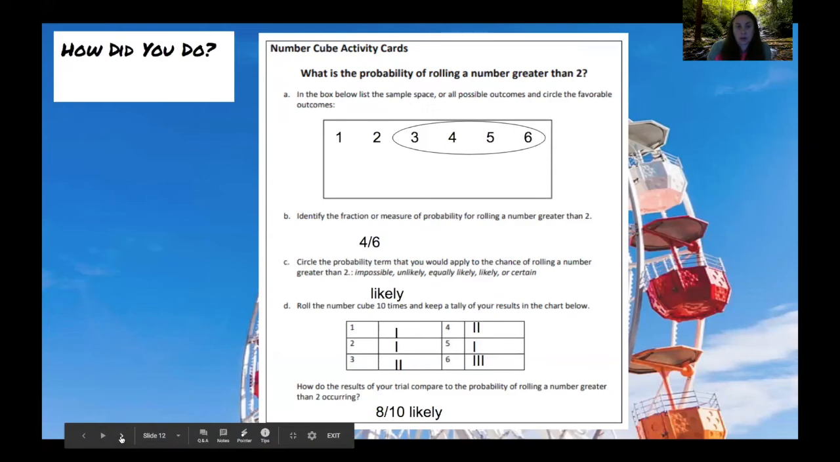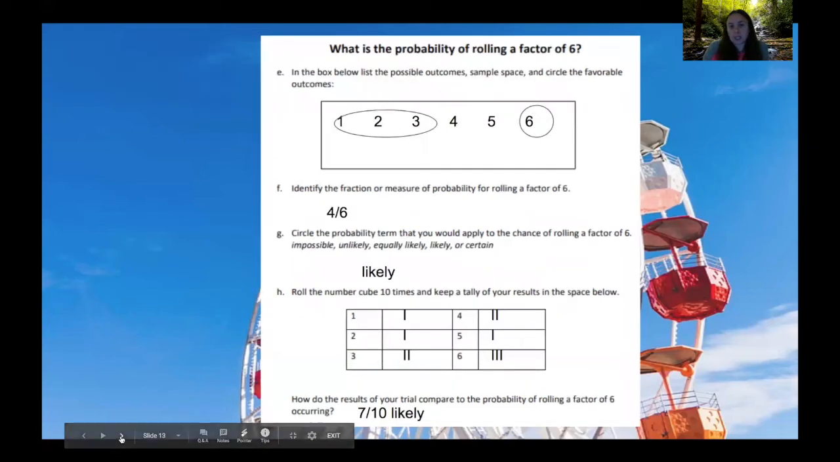All right, so the next one, factors of 6. So here, 1, 2, 3, 4, 5, 6 are all of our outcomes. 1, 2, 3, and 6 are our factors. So my fraction would be 4 out of 6, which is likely. And then I rolled, and here are my results. 7 out of 10 were factors of 6, which is still more than half. So I call that likely. So it was the same. It was similar to the one that I had predicted.